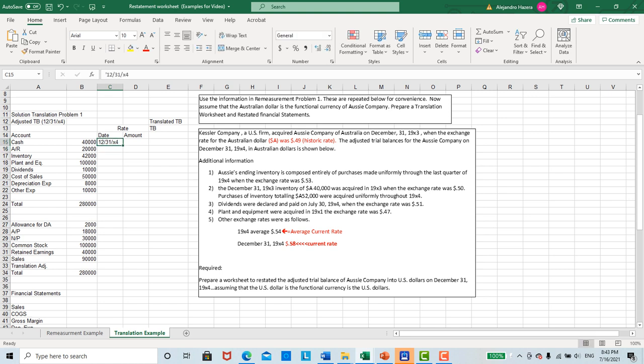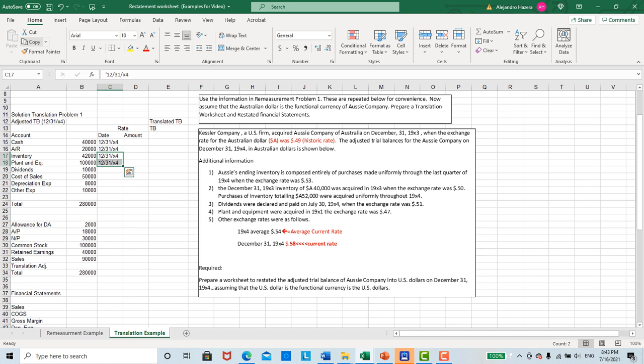And then for cash, accounts receivable, inventory, plant and equipment, we're going to use the same rate, whatever the rate. It's going to be 58 cents. That's going to be this rate right here, 12/31/X4. And that's theoretically correct, because those are monetary assets and liabilities which are recorded at the current value, generally speaking.